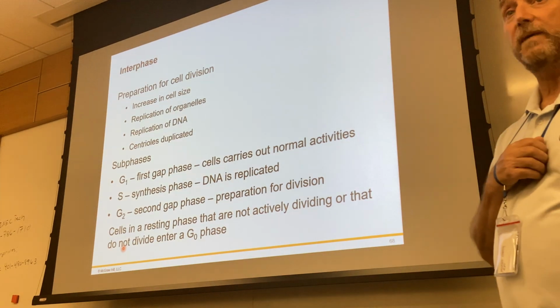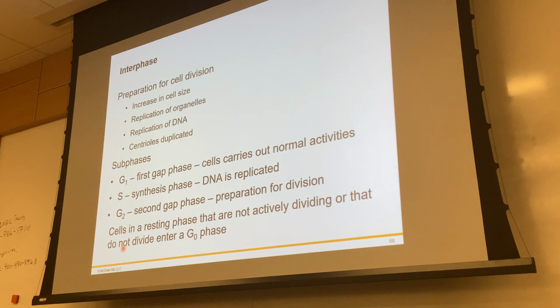We'll talk about centrioles. I mentioned centrioles yesterday. They're duplicated. They're part of the cytoskeletal elements, and they are important in the process of cell division. In terms of phases or parts of interphase, there you see there's G1, S, and G2. G is gap, so there's the first gap phase and the second gap phase. Generally speaking, normal cell activities include protein synthesis, lipid synthesis, and cell growth. Those types of things are what we're talking about here in G1 and G2.